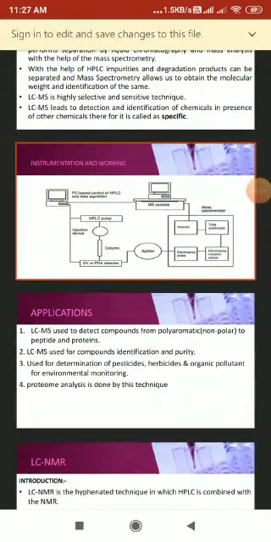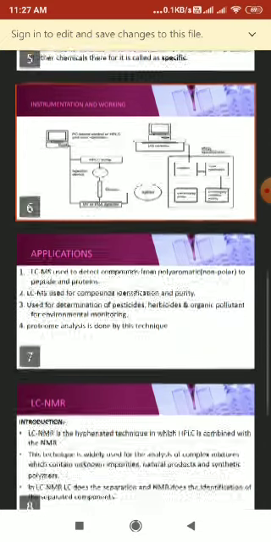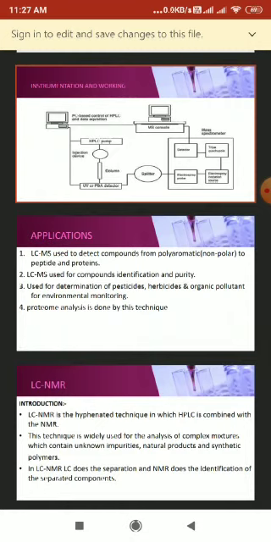Applications of LCMS. First application, LCMS is used to detect compounds from polyaromatic, meaning non-polar, to peptides and proteins. Second application, LCMS is used for compound identification and purity. Third application, it is used for determination of pesticides, herbicides, and organic pollutants for environmental monitoring. And fourth application, proteome analysis is done by this technique.